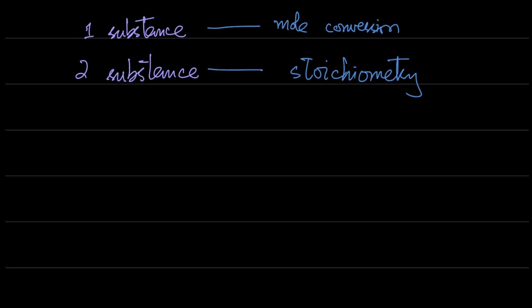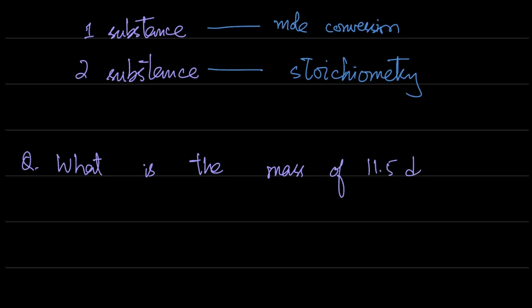Let's take an example. Yesterday, we talked about a question. I'll just copy that question here. What is the mass of 11.5 dm cube oxygen at room temperature and pressure? Now, what do you think? Is this a mole conversion question or a stoichiometry problem? Yes, it has one substance. So it is a mole conversion question because it only talks about one substance. Okay. So we will take this to be our mole conversion problem.